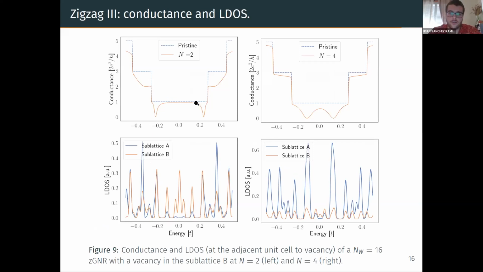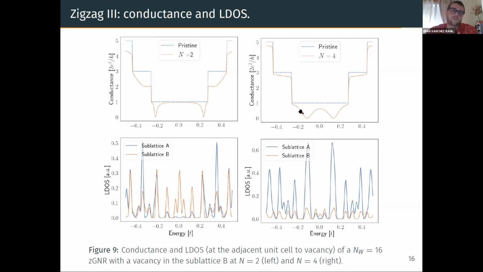We can see that there are two resonant dips that are displaced from the zero energy, and that the peak that arises is not completely localized within the sublattice that doesn't host the vacancy. It's also localized in the sublattice that hosts this vacancy, but it's more pronounced even if we are near the edge. Here, at n equal 4, the state is more localized in the sublattice that doesn't host the vacancy. The resonant dips are wider, and they are near the zero energy.